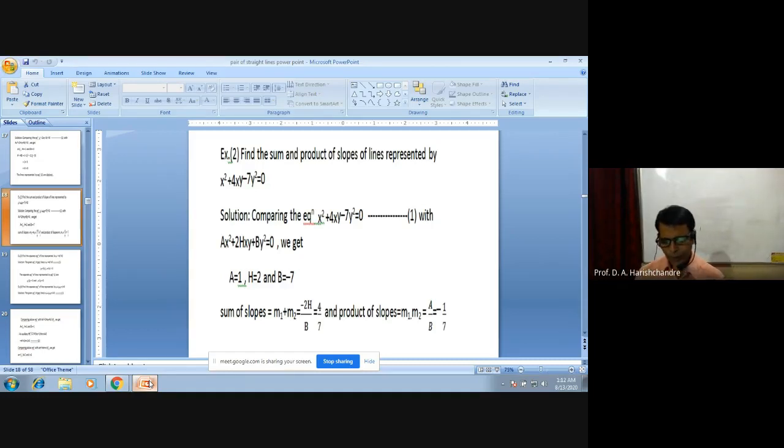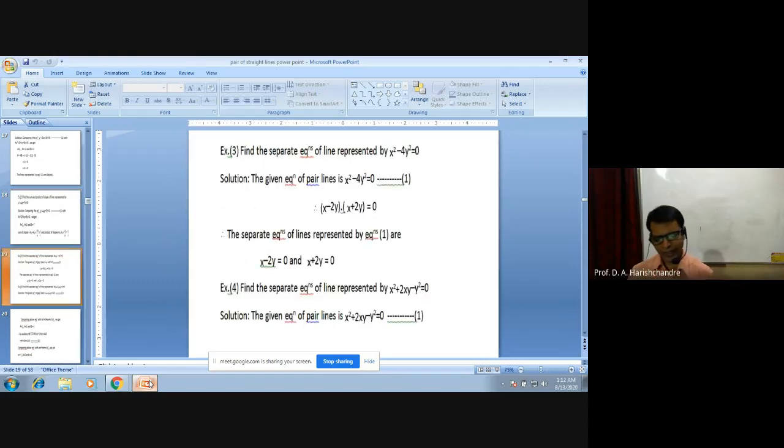Now the formula for the product of the slopes, m1 into m2, is equal to a upon b, which you already studied just before. In this formula, replace the value of a as 1 and b as minus 7. So finally, m1 into m2 is minus 1 by 7. Move to example number 3: find the separate equations of the lines represented by x square minus 4y square is equal to 0.